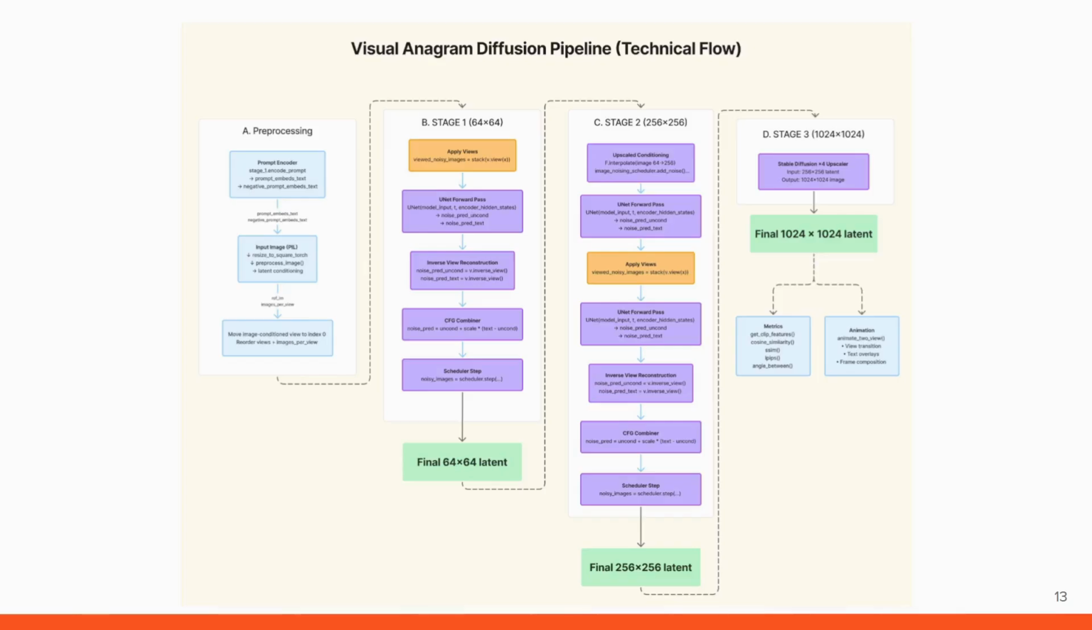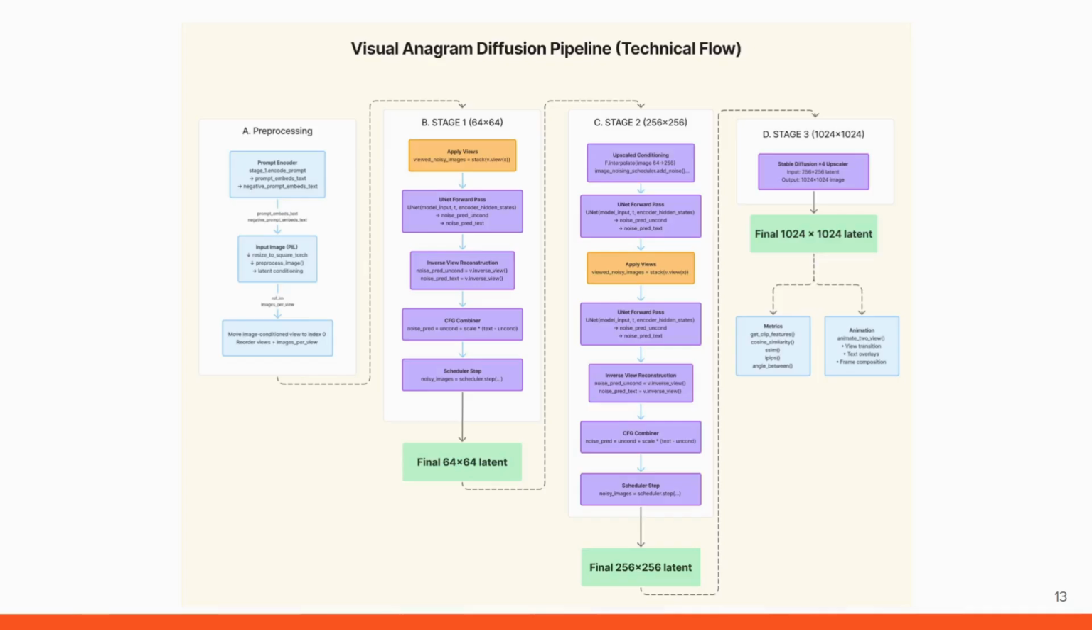Stage 1 consists of a denoising loop, where we apply the transformation views and apply the DeepFloyd diffusion model to repeatedly denoise the image. This loop contains the apply views function, which is followed by a UNet forward pass, and then an inverse view reconstruction, then a CFG combiner, as well as a scheduler step to complete the loop. This denoising loop can be seen utilized in stage 2 as well.